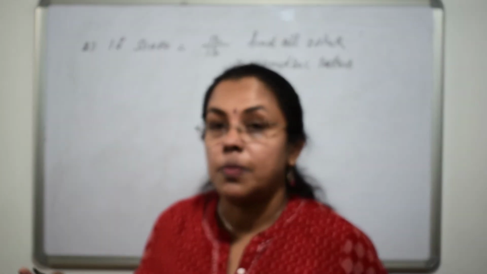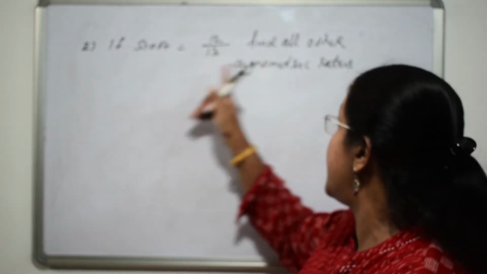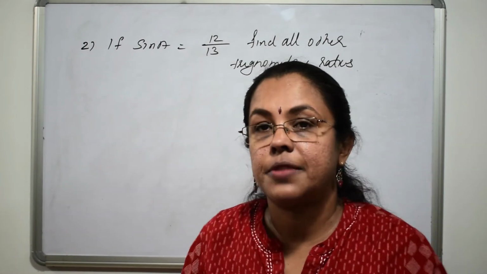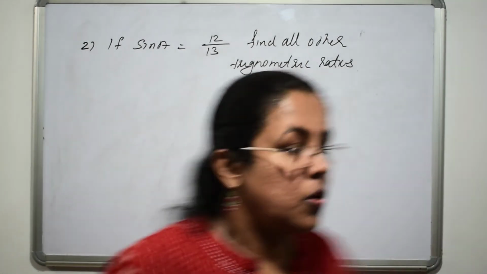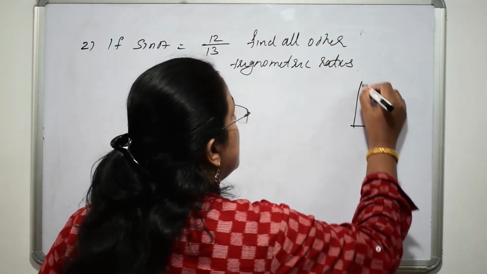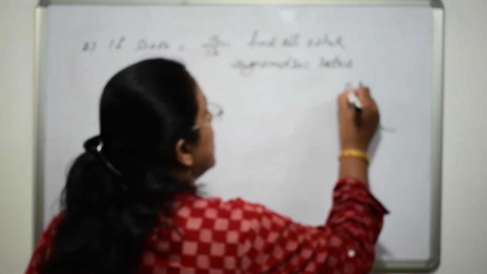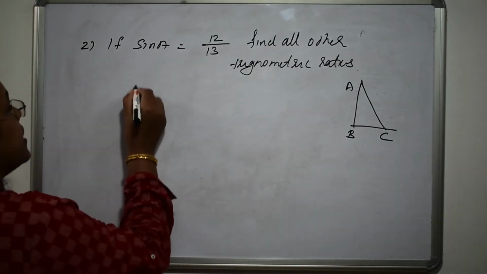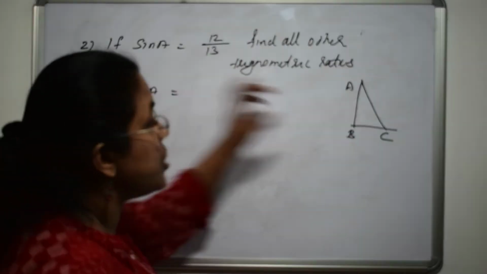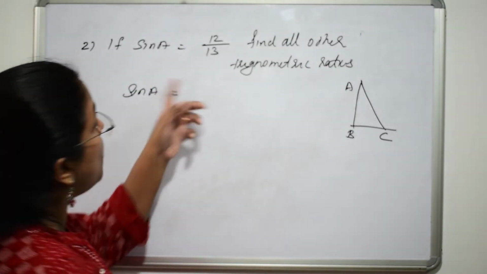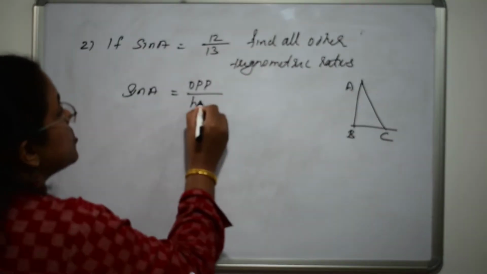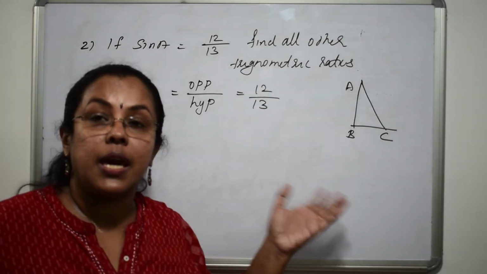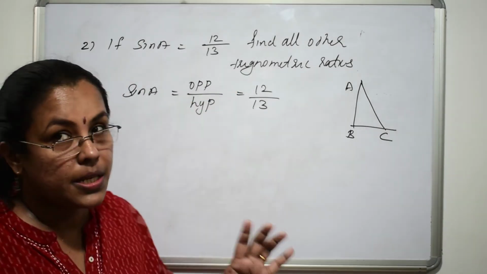Okay, we will discuss one more problem. If sin A is equal to 12 by 13, find all other trigonometric ratios. Here, length of the sides is not given. Instead of that, ratio is given. First of all, draw a right triangle A, B, C. What is given is sin A is equal to 12 by 13. Meaning of sine: opposite side by hypotenuse. Given this as 12 by 13, we can take sides as 12k and 13k.